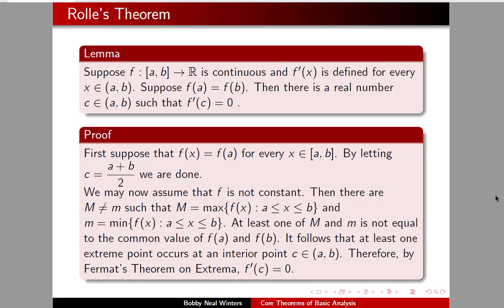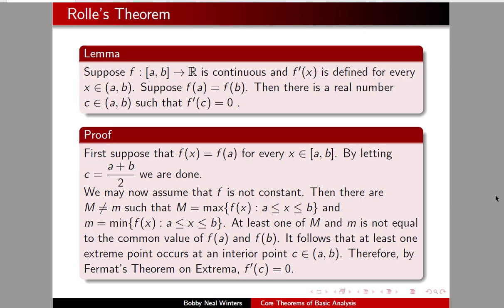It's actually a lemma. Suppose that f from the closed interval [a, b] to R is continuous, and that f prime is defined for every x, an element of (a, b). Suppose that f(a) is equal to f(b). Then there is a real number c such that f prime of c is equal to 0.